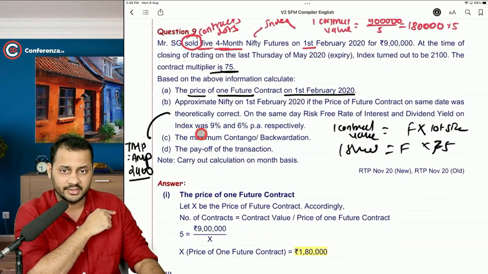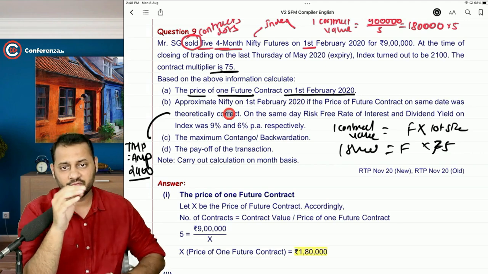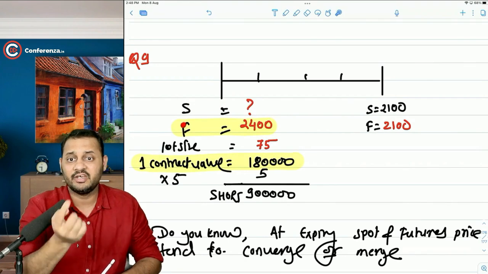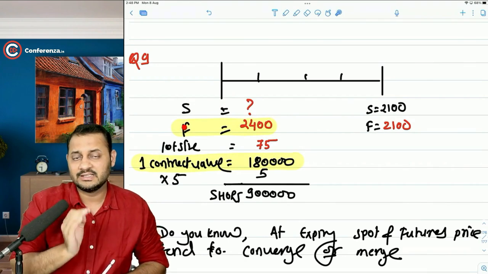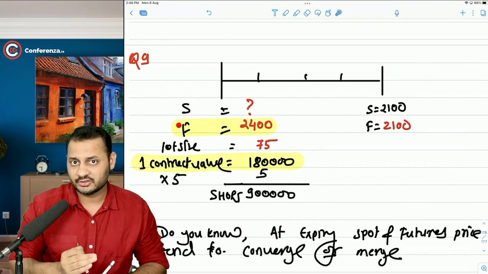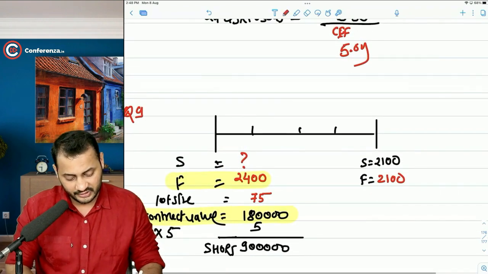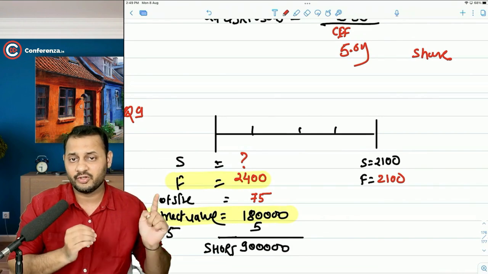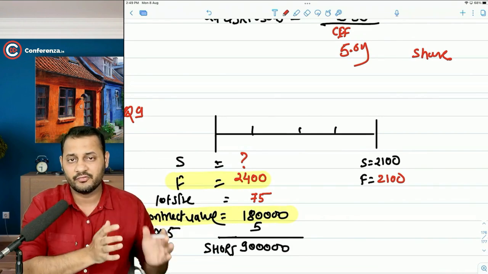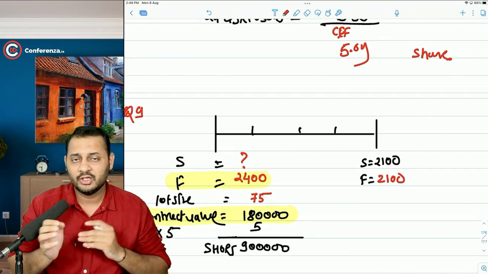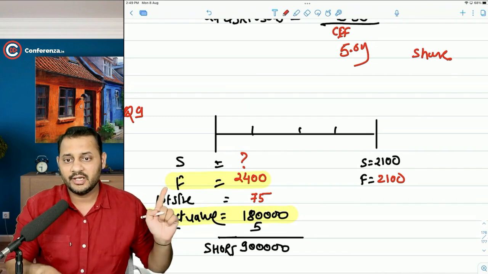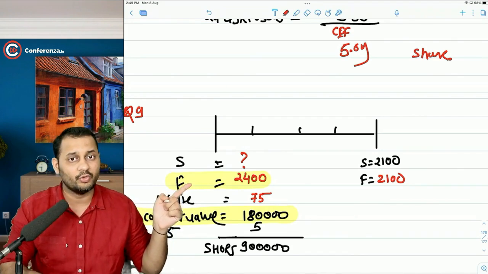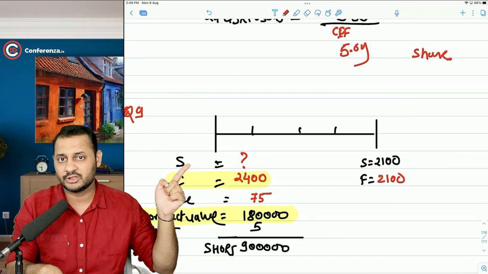Now, please understand again. Approximate Nifty on 1st Feb 2020. Nifty means this spot price. They are not saying Nifty futures. There is a difference in saying Nifty and Nifty futures. Whenever they talk about the share, they will say share itself. Whenever they want to talk about the forward or futures on that stock, they will say stock future or, say, Reliance Limited's future or stock forward. So in this case, if they say Nifty futures, that means they are talking about 2400. And if they only say Nifty, that means they are talking about the spot price.